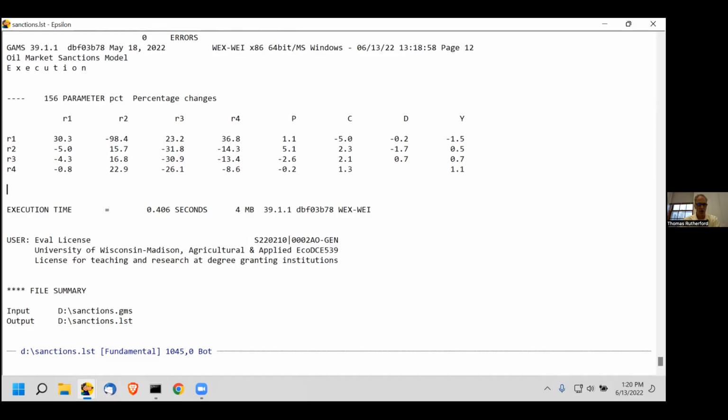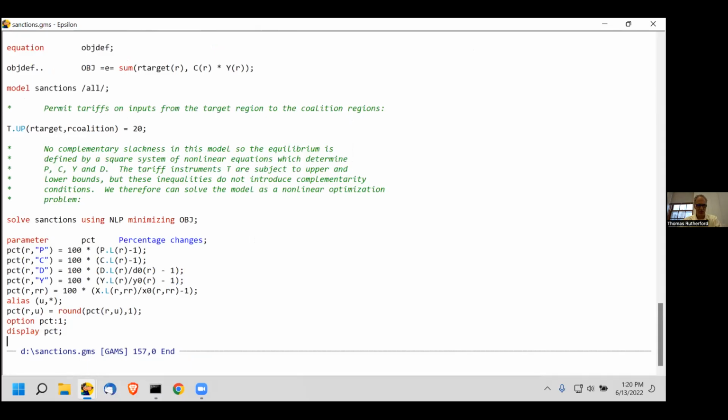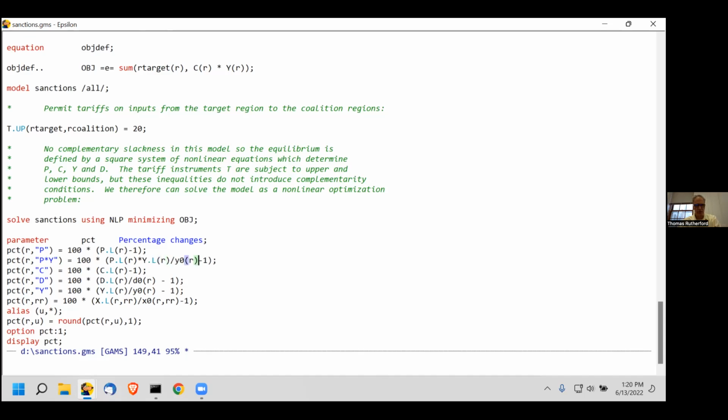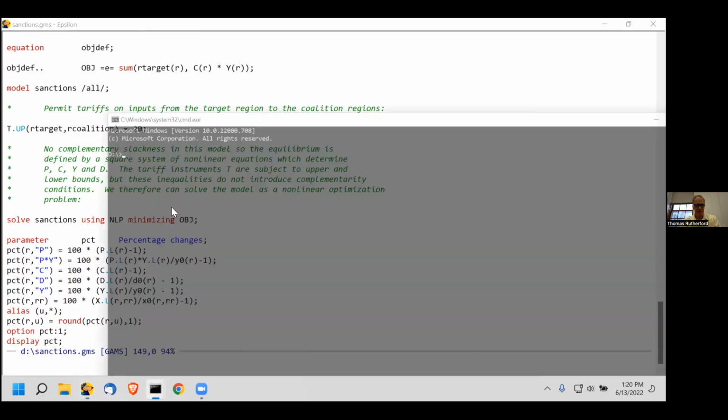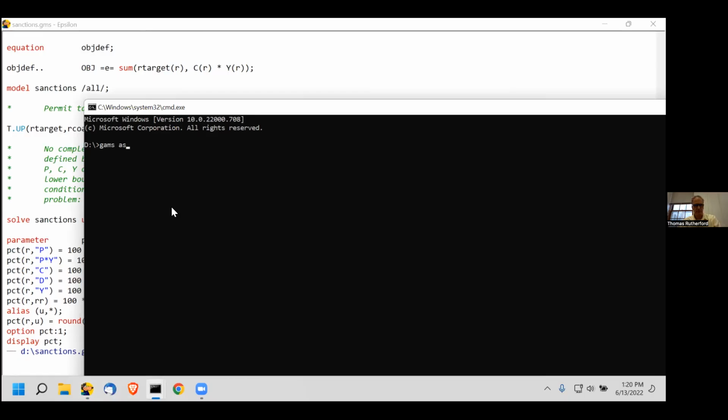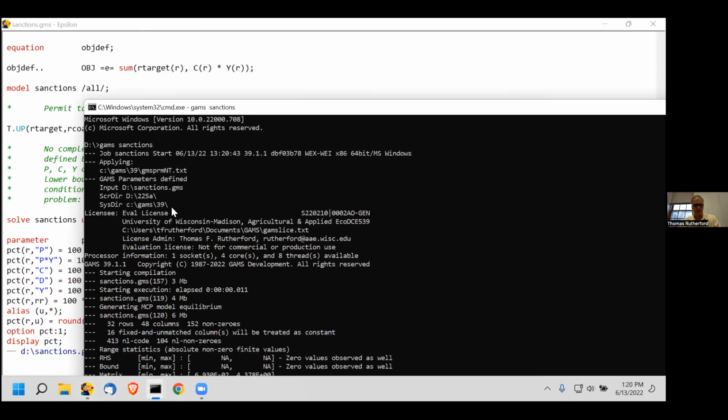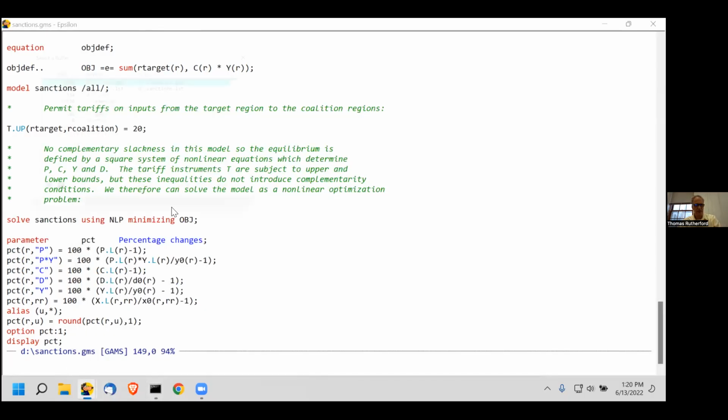So let me do that, and again, this is the way it works. You say, okay, let's look at a percent change here. It's going to be P times Y, which is P dot L times Y dot L of R divided by Y0 of R. So that's looking at the change in the value of sales. So if I rerun this, because that's what gets minimized.